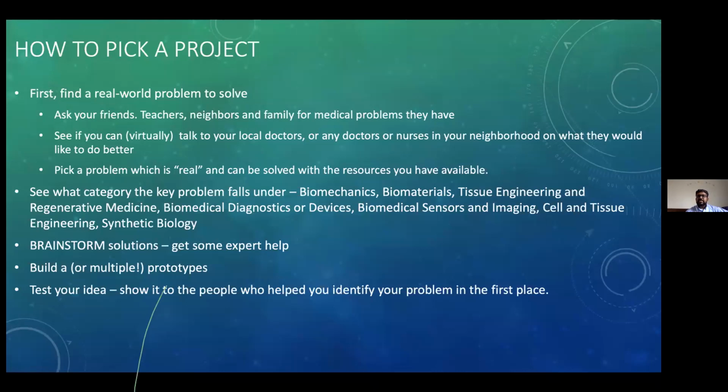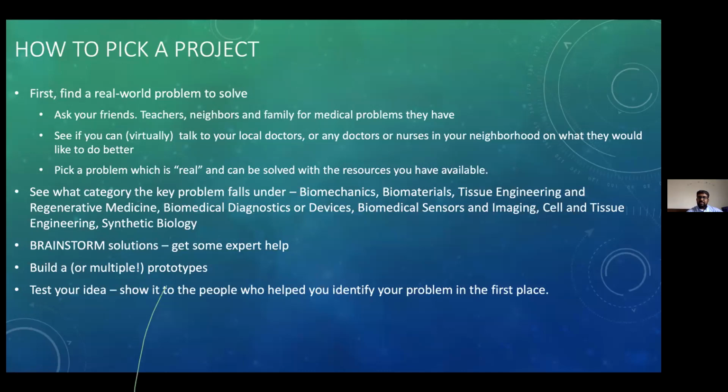So pick a problem which is real. And how do you know which is real? By talking to people that have the problem, right? And then also pick a problem that can be solved with the resources you have available. So maybe at this level, it's not a good idea to try and build an MRI machine off the top of your head, but you can play with magnets and see whether you can, for example, develop a miniaturized MRI machine of some sort, or some imaging modality that takes advantage of things and technology that you have.